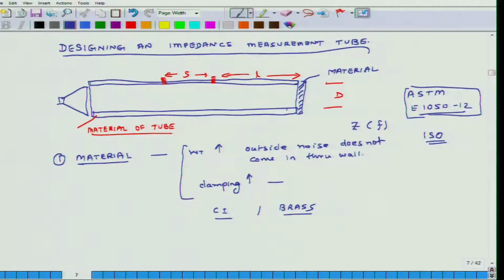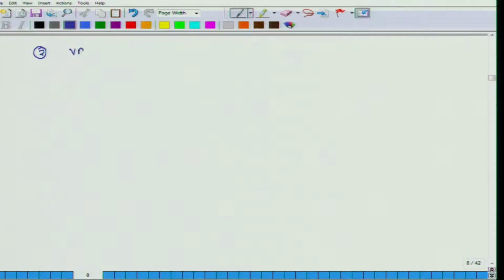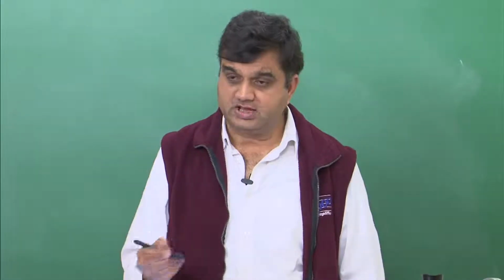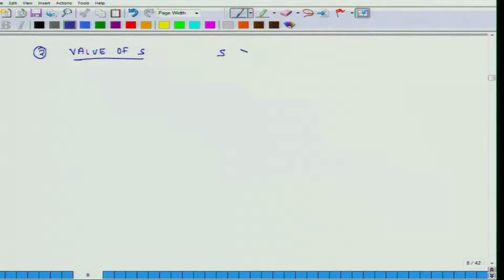So if you want to make a really good impedance tube, this is one important consideration. Second, we have to figure out the value of S. What should be the spacing between the two microphones? So second consideration is value of S. Okay. So one parameter which helps us determine is that S should be greater than 1% of lower frequency limit.